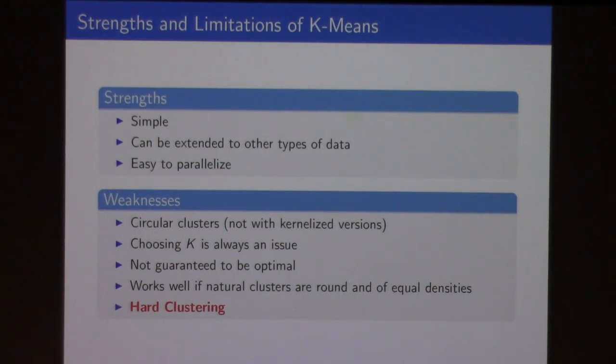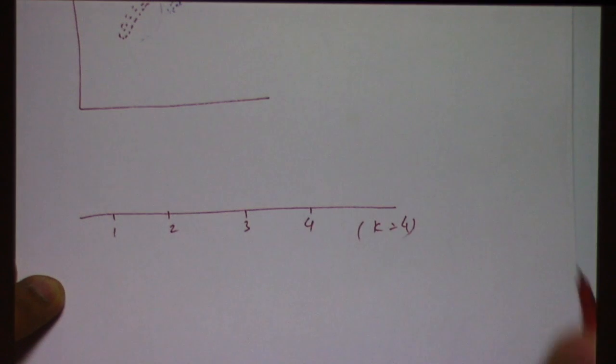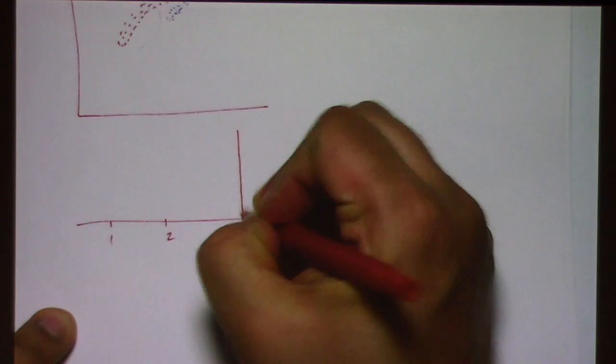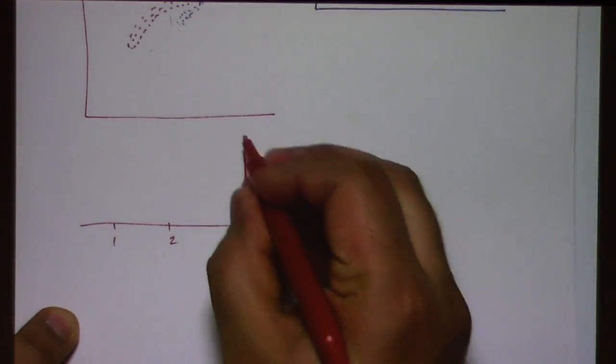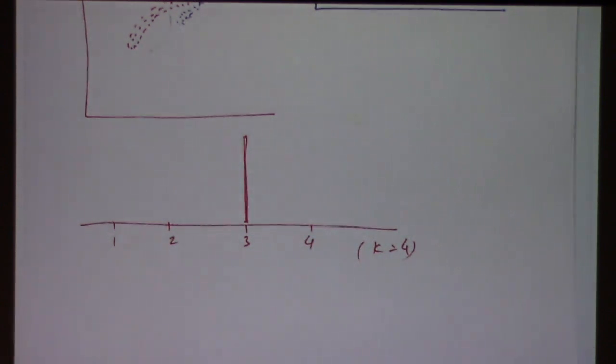So a generalization of this is that every point can belong to every cluster with some probability, right? So what k-means essentially does is that, let's say you have k clusters. Let's say these are clusters 1, 2, 3, 4. Let's say k is 4. So for every point, what k-means says is that it belongs to cluster 3, for example, with probability 1 and with probability 0 in other clusters, right? So that's why we call it hard clustering.